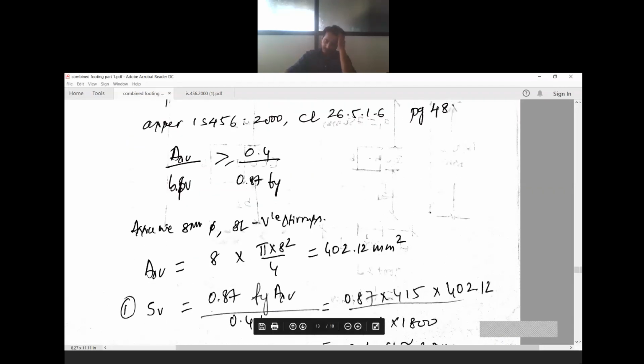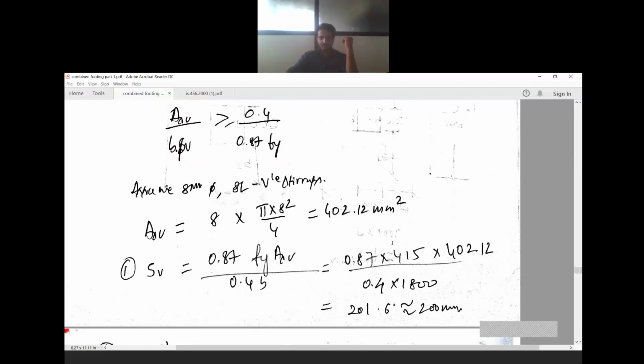So when we consider this formula, what we have to do is assume a stirrup dimension. The minimum stirrup dimension we have to choose is 4 leg 8 dia. Below that you should not choose; we cannot choose less than that. Above it we can choose. So I'm choosing 8 leg 8 dia vertical stirrup for this problem. ASV calculation: 8 into pi d square by 4, 402.12 mm square, which we know.